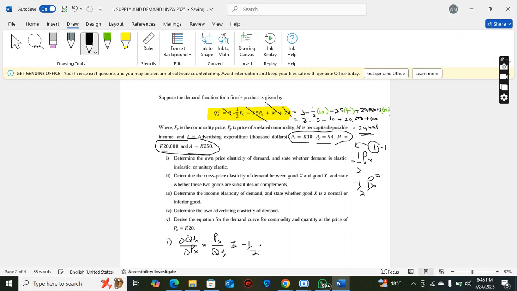All right, so we're going to say negative half multiplied by px. We've been told it's 10, so you say 10 over q dx, this 20,488. So you say over 20,488.